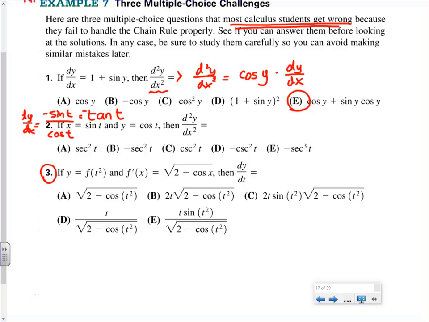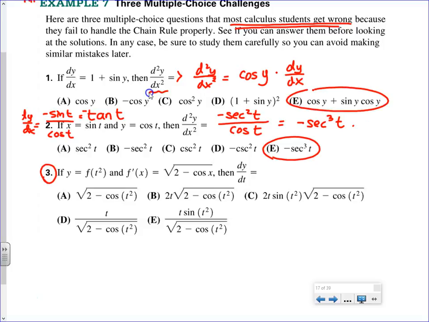Now to find the second derivative, what do we still have to do? Derive again, so we get negative secant squared of t all over x prime. And x prime is cosine. Those answers don't look like that because 1 over cosine is secant. Hence, the correct answer would be E.